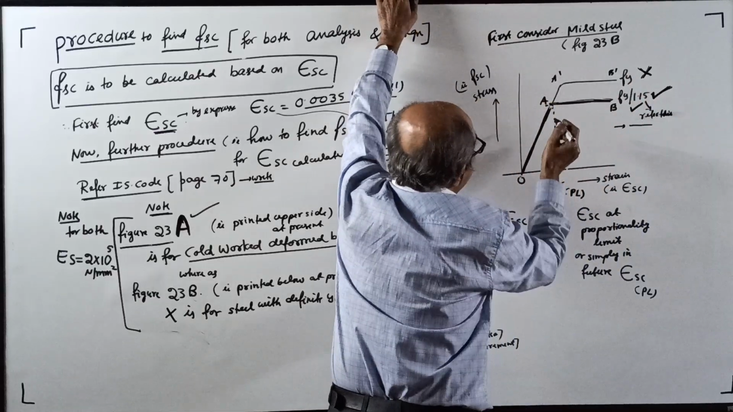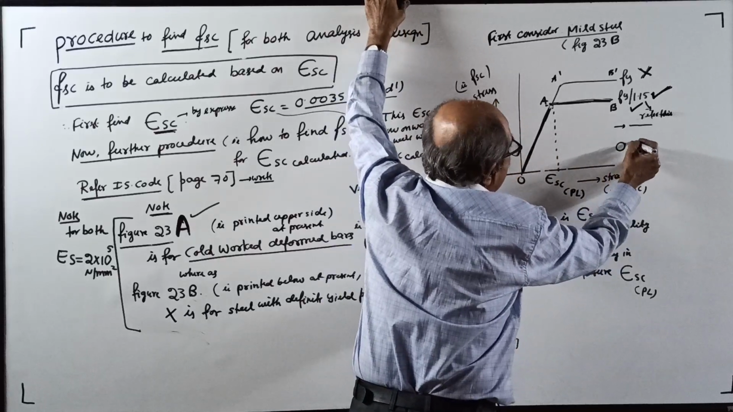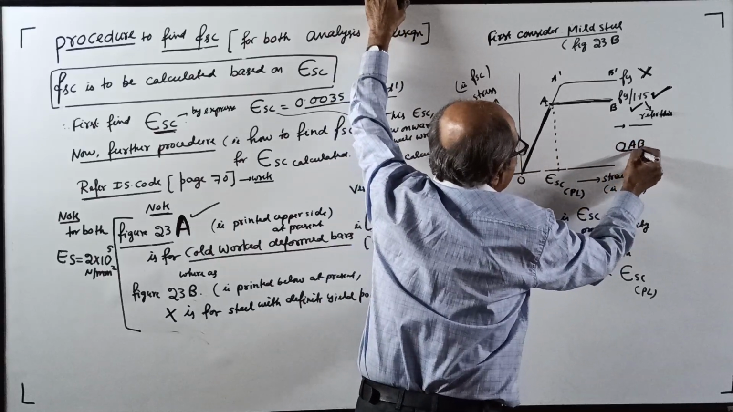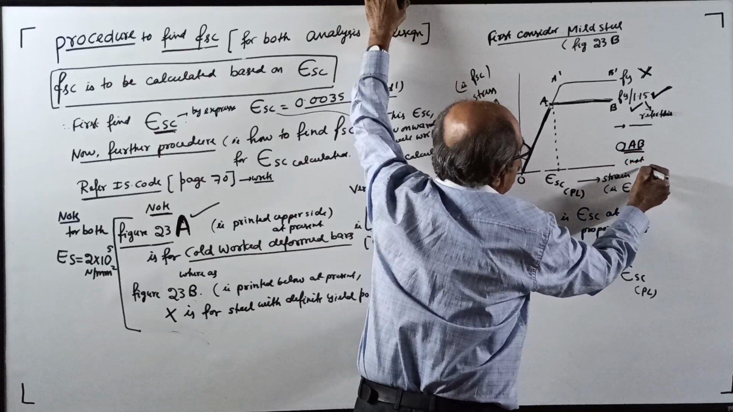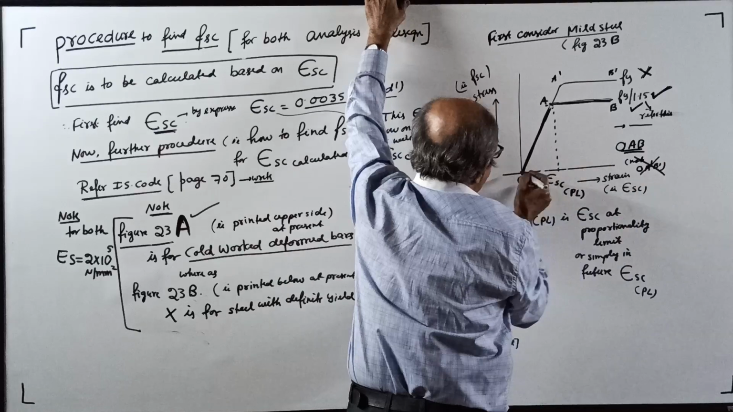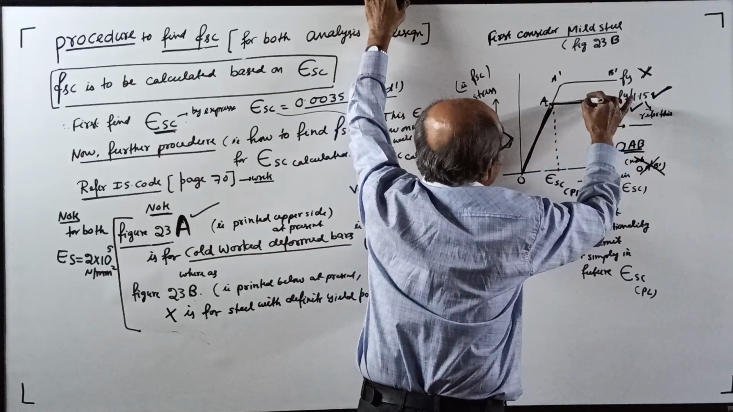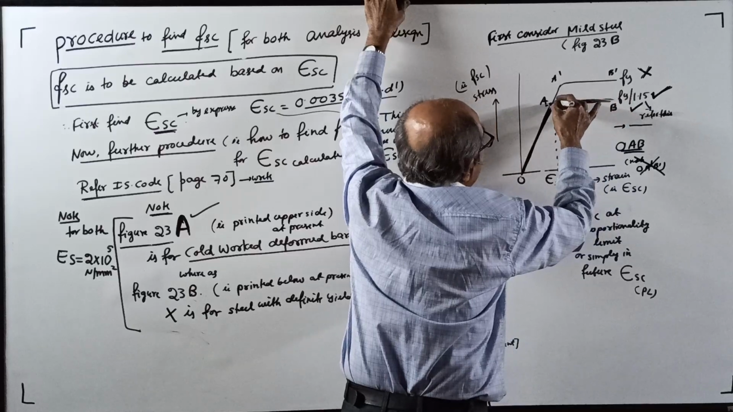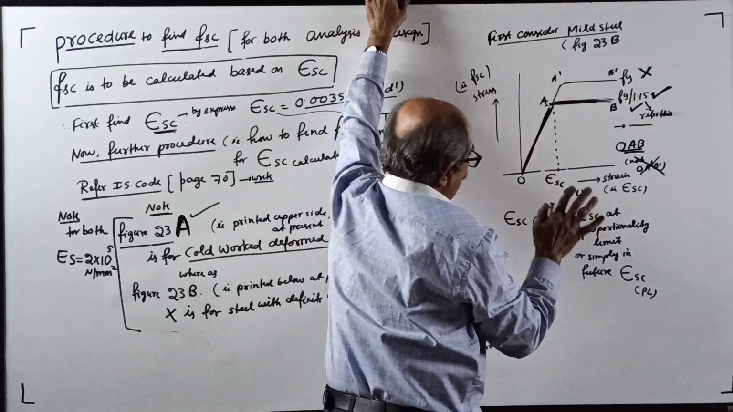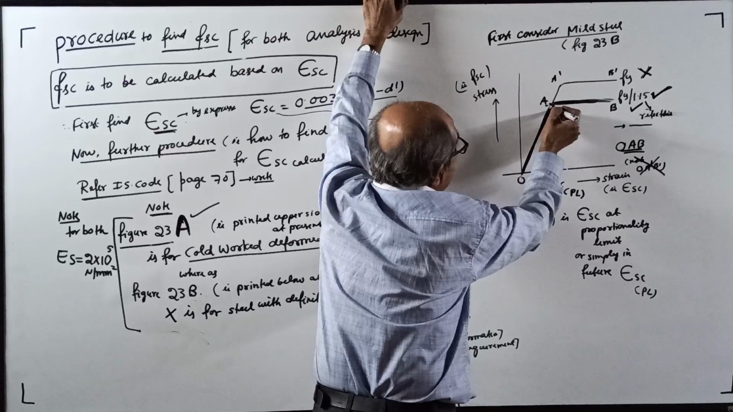Refer only O, A, B, not O, A', B'. Don't use it. I made the line dark here to highlight it. This is to be used, just the straight line. Now, what to do is, first find this value, this strain.